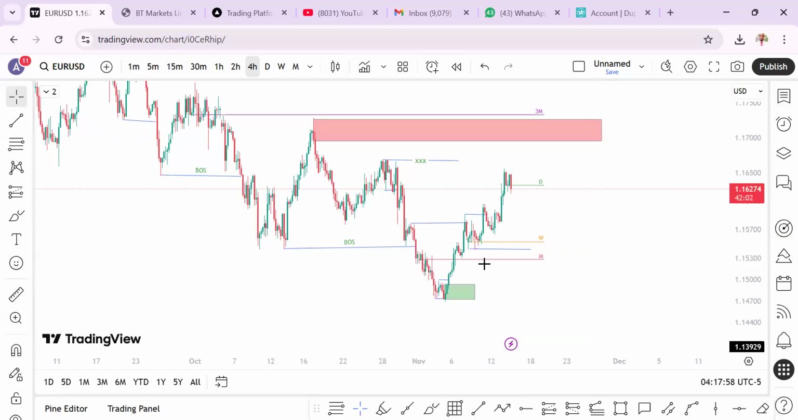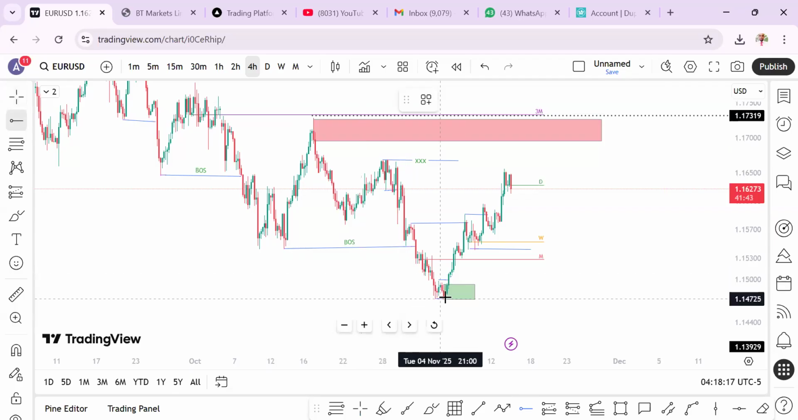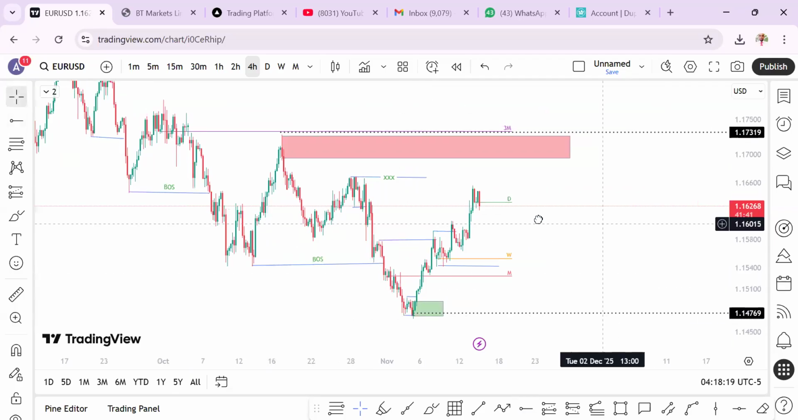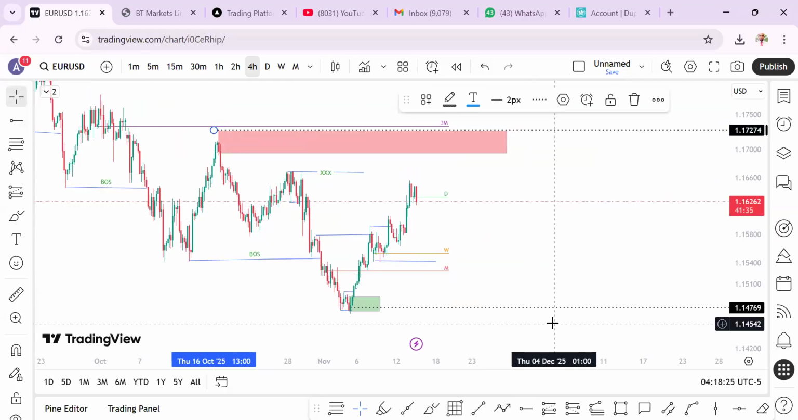So we have a clear break of structure. Where's our swing high? This high is now our swing high, while we have this low as our swing low. So structurally on 4 hours, we are trading between this high and this low.